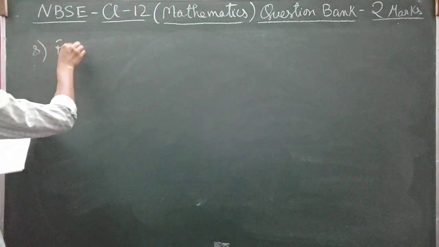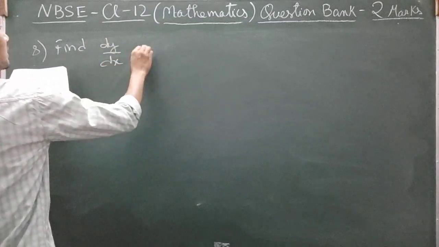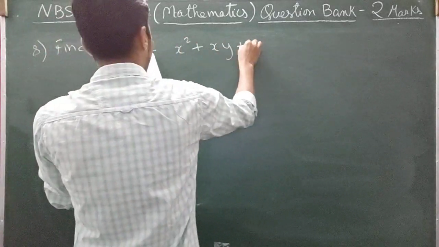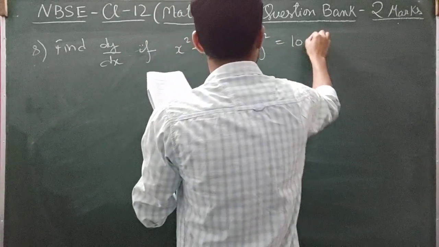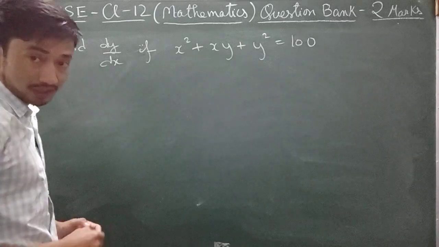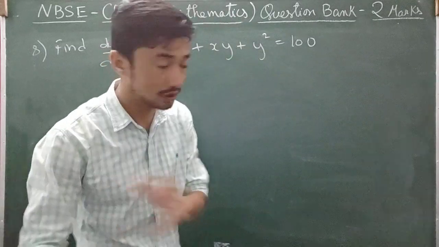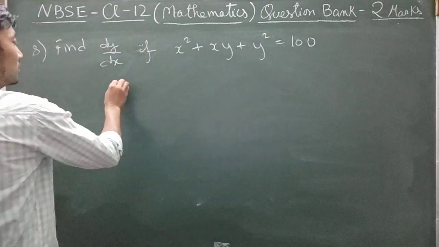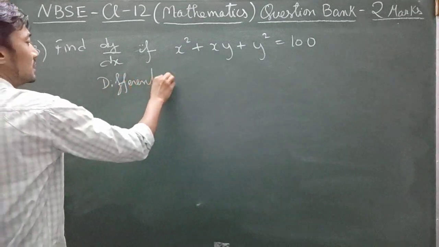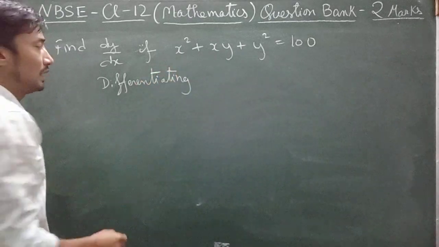Find dy by dx if the given equation is x square plus xy plus y square is equal to 100. So this is the derivatives of implicit functions. I believe that you remember implicit functions, that remainder part and all. I've done videos on that also. Kindly go through it. I'll just write directly, no need to write, but just giving you a recap of how we have done things.